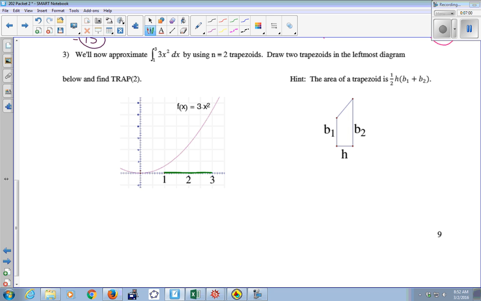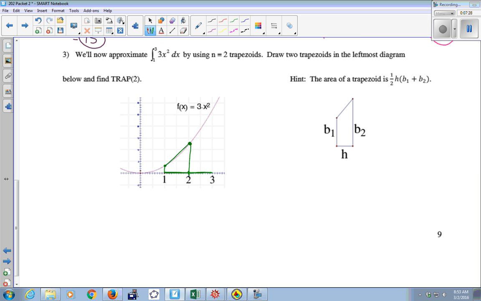I still want to have 2 intervals. So I'm trying to evaluate trap 2, so 2 intervals. I break it at 2 here. And instead of building a rectangle that has a height at either endpoint, I build a trapezoid where I connect the 2 endpoints at the height of the curve. So I go up to the height of the curve at both endpoints, and I connect them with a straight line. And I've created a trapezoid.